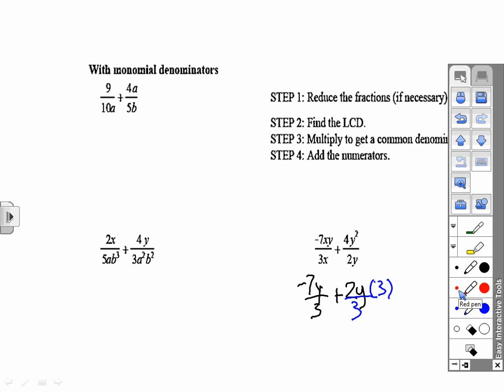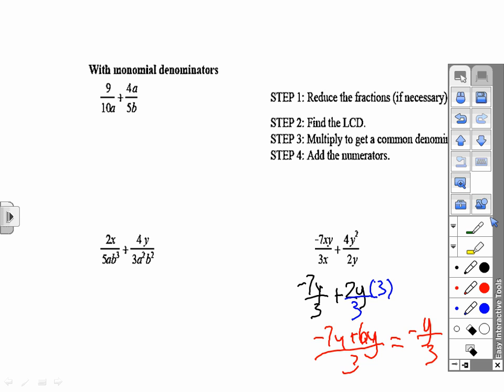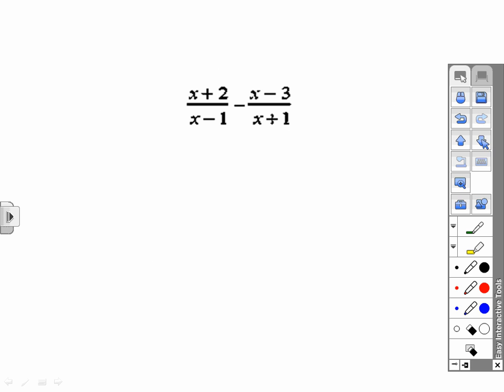And that would give me negative 7y plus 6y all over 3, which would be negative y over 3, the same answer. So if I had reduced first, it just would have made things a little bit easier. So either way of those would be totally correct. And that wasn't a big deal, but when we move on to these bigger rational expressions, it's going to be more irritating if we don't do that.